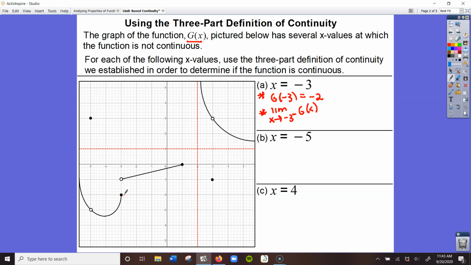Since these limits are not equal, that means the general limit as x is approaching negative 3 does not exist. So I would write the limit as x is approaching negative 3 from the left of g of x does not equal the limit as x is approaching negative 3 from the right of g of x. So for my explanation, you would say g of x is not continuous at x is equal to negative 3 because the limit as x is approaching negative 3 of g of x does not exist.